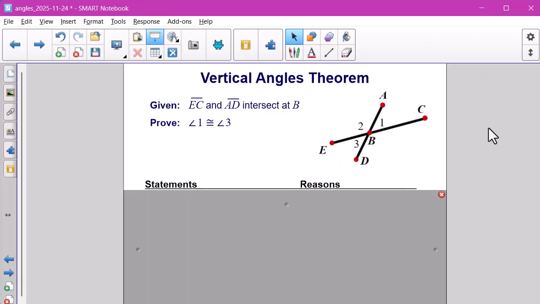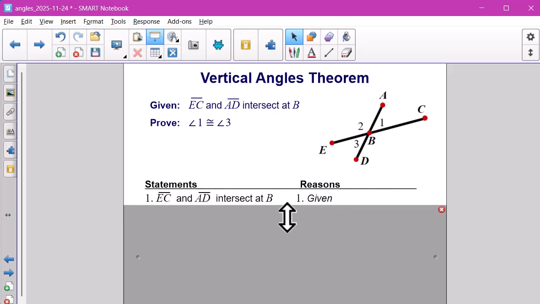We will begin by proving the vertical angles theorem. We are given that segment EC and segment AD intersect at point B, and we're trying to prove that angle 1 is congruent to angle 3. Whenever we start a proof, we need to begin with our given statement. So we write down that segment EC and segment AD intersect at point B, and it's given to us.